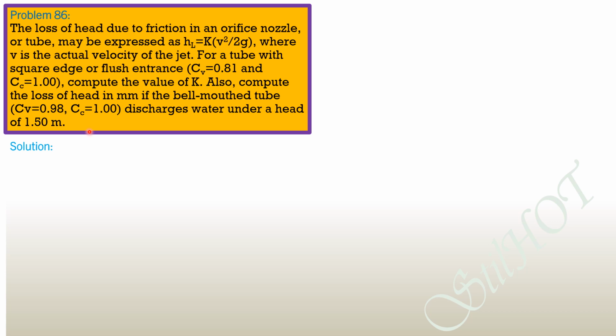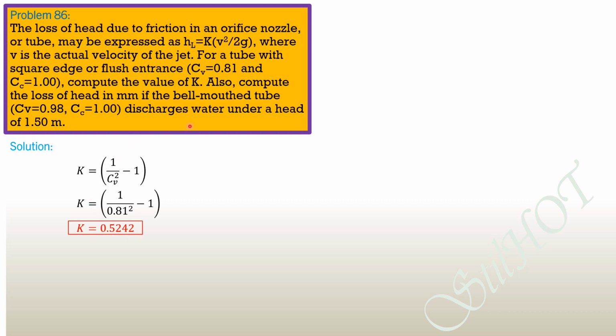So for part 1, K is the quantity 1 over C sub V square minus 1. C sub V is given, so K is 1 over 0.81 square minus 1. So K therefore is 0.5242. That's why for square edge or flush entrance, K is usually taken as 0.5.